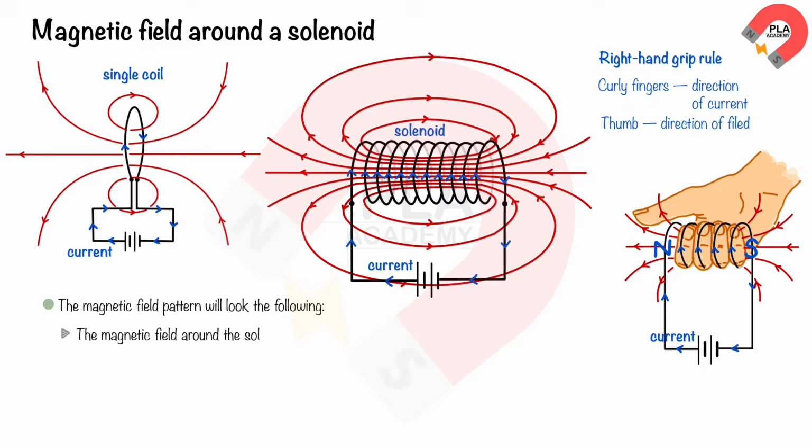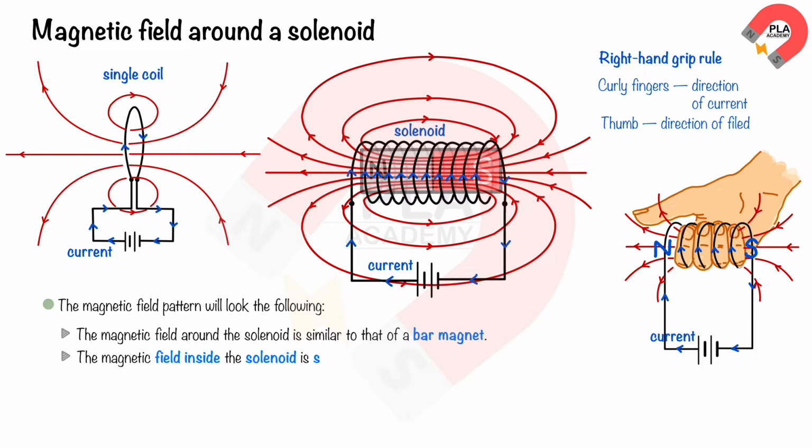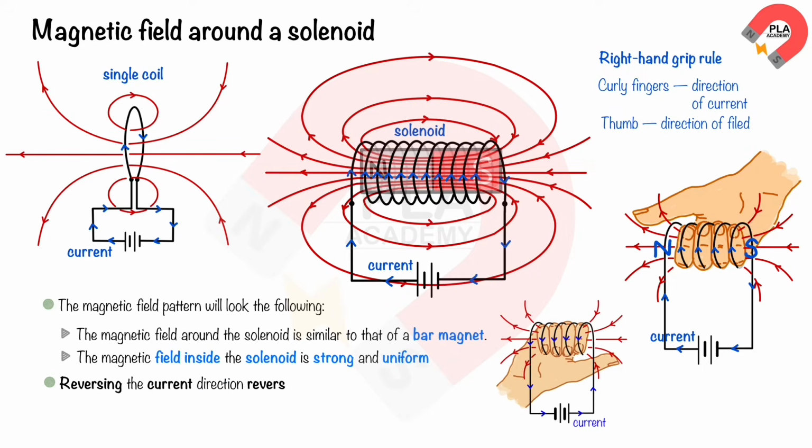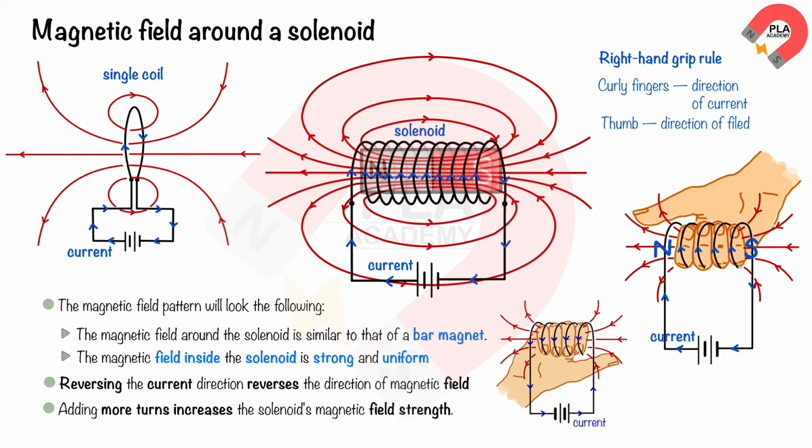The magnetic field around the solenoid is similar to that of a bar magnet. The magnetic field inside the solenoid is strong and uniform. Reversing the current direction reverses the direction of the magnetic field. Adding more turns increases the solenoid's magnetic field strength.